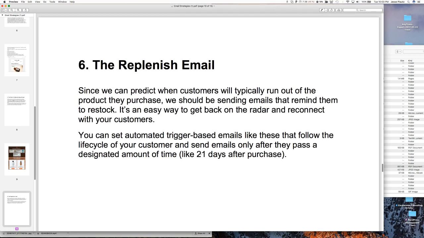The replenish email. This is super, super useful for vape shops. Everybody knows that people run out of coils, they're running out of cotton, they're running out of liquids. On average, how long a 30 milliliter bottle will last, a 60 and a 120. And it is specific per customer.